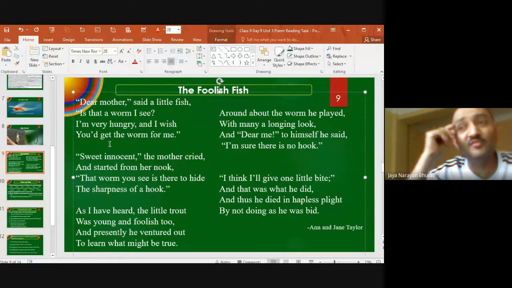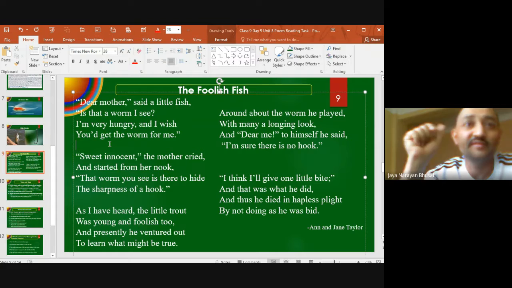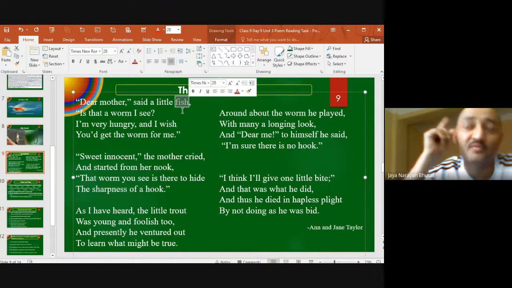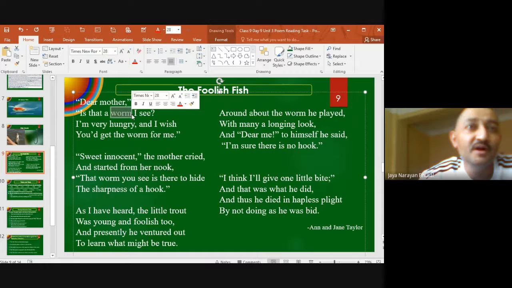Let's find out visual images. Okay, visual images, then auditory images, and then gustatory image, and then tactile image. Let's see. Dear mother said a little fish. Look at the fish, the word fish. The word fish itself is what? Visual image.